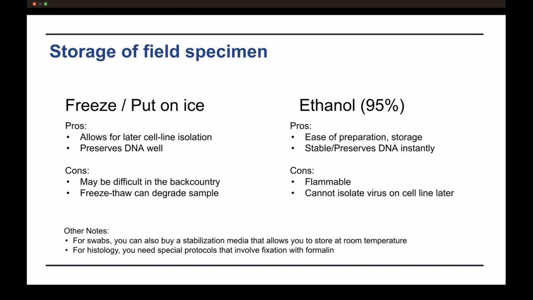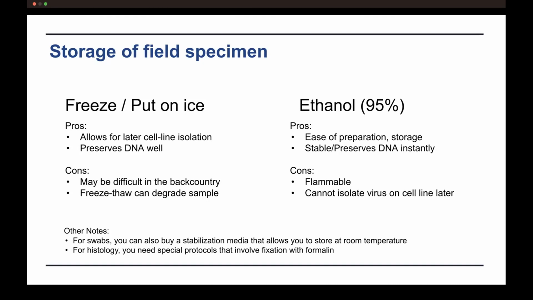So now you've collected samples. How do you store those samples in the field? There are two conventional methods, although there are emerging methods, and I'll get to that. But typically, you could put the samples immediately on ice or freeze them immediately if you can, or you could put the samples in ethanol, ranging from 70% to 95% ethanol.